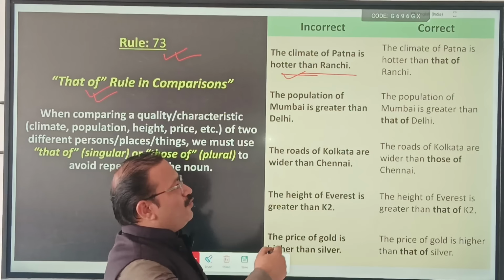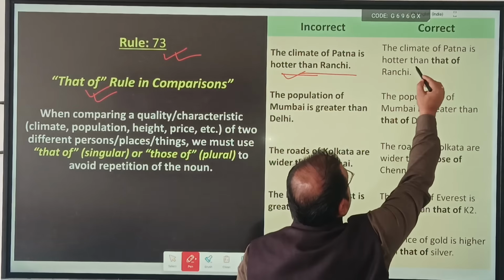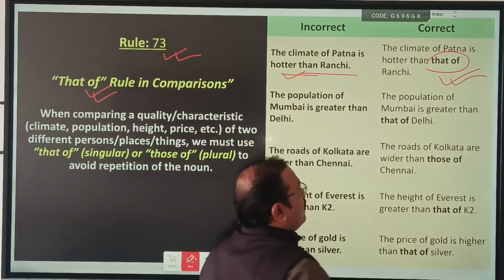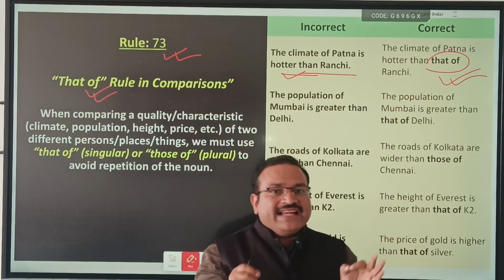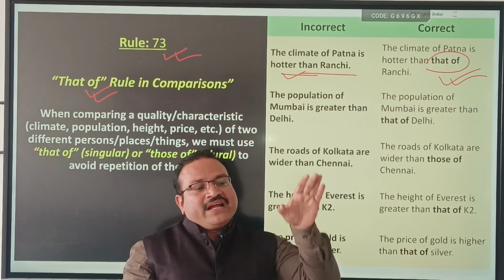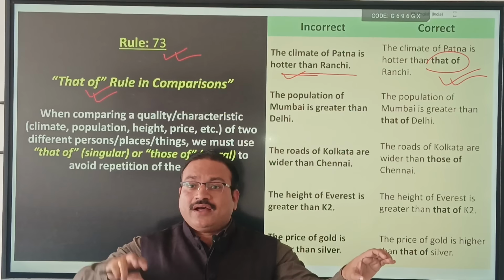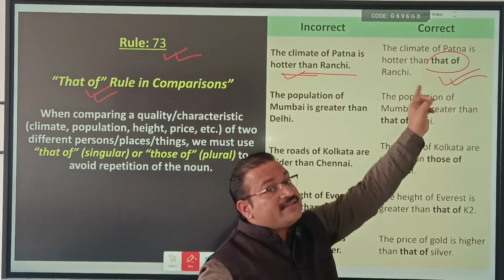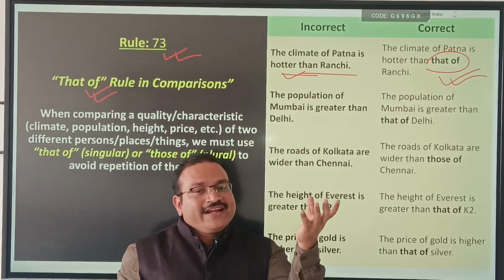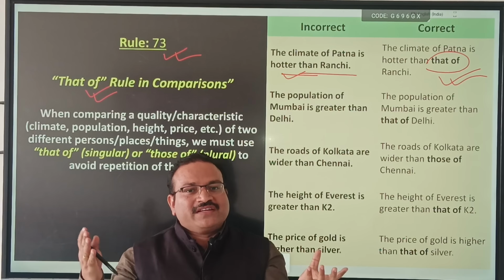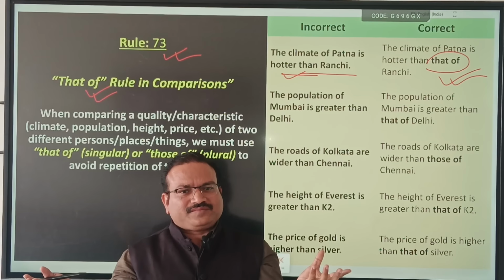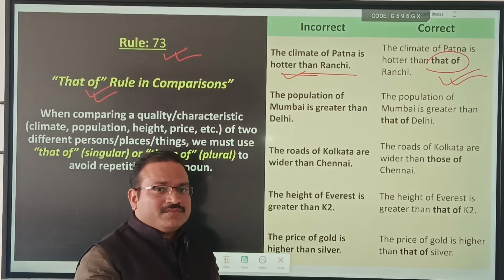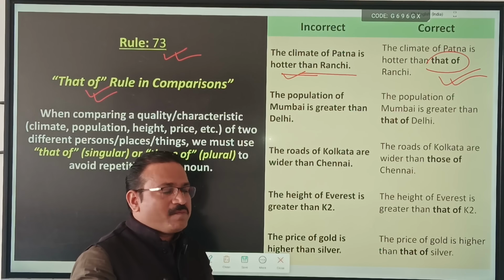So to make it clear what we are doing here: the climate of Patna is hotter than that of Ranchi. When we use this that of, it is now clear that we are comparing the climate of Patna with the climate of Ranchi. If you are not using that of, it means you are comparing the climate of Patna with the Ranchi city, which is wrong. So that of, very important. This is called parallelism, to draw parallel in the sentence while comparing.